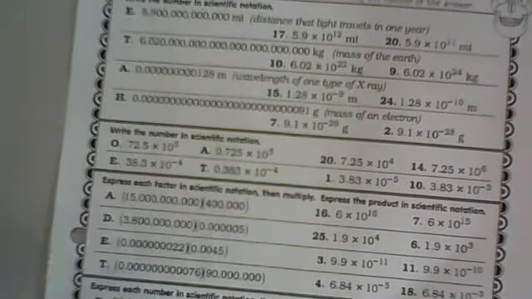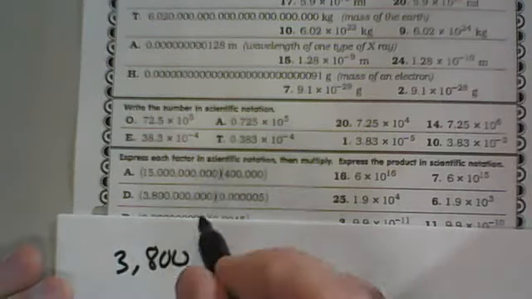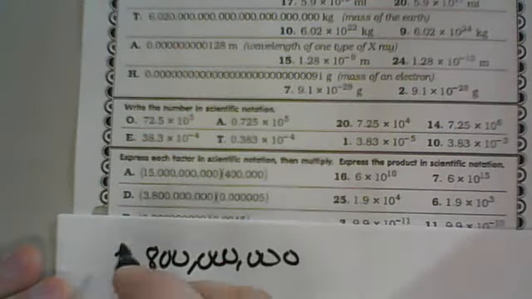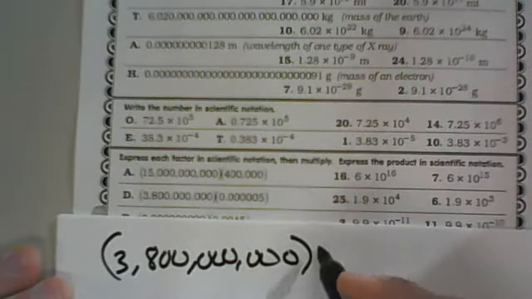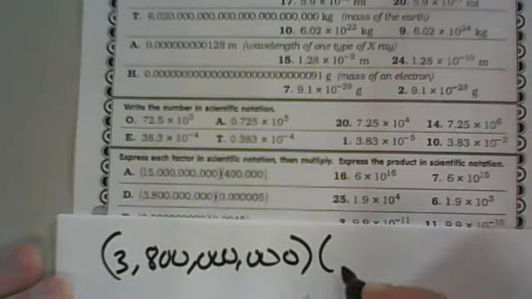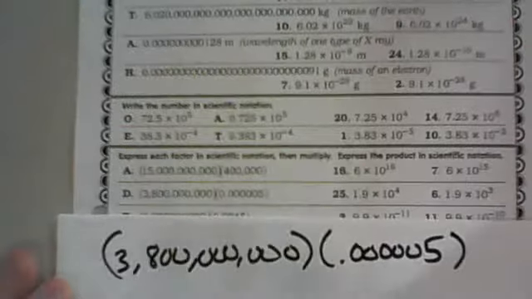I'm going to start with, in the middle of the worksheet, letter D. Letter D has a multiplication problem that they want you to do that looks something like this. We have 3,800,000,000, and we're going to multiply that number times 0.000005, where there are 5 zeros. We're going to multiply these together, and this is letter D on your worksheet.